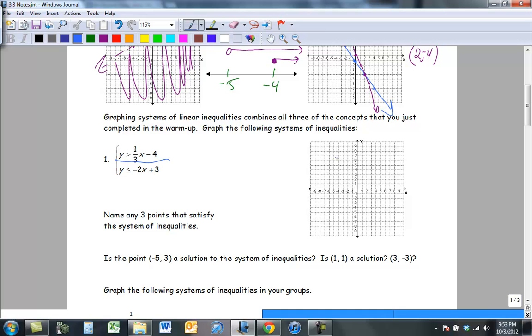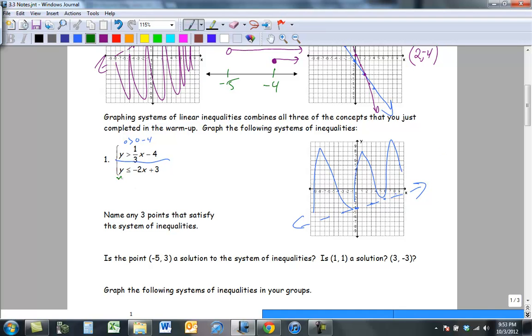You graph this line just like you would any other. So -4 is our y-intercept, slope of 1/3. Now, is this going to be a solid line or a dashed line? This is a dashed line. Make sure you put arrows. Put in 0, 0. 0 is greater than -4. Is that true? Indeed it is, so this would be shaded above.